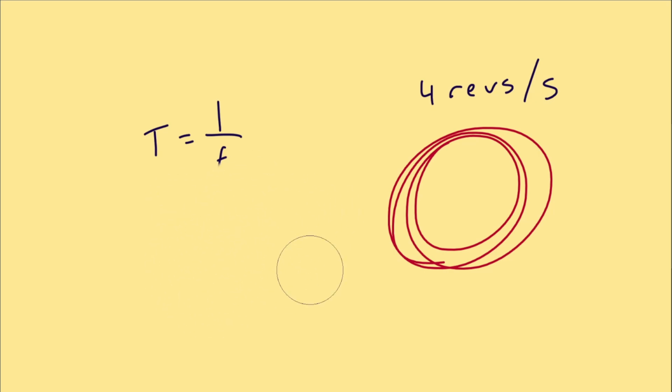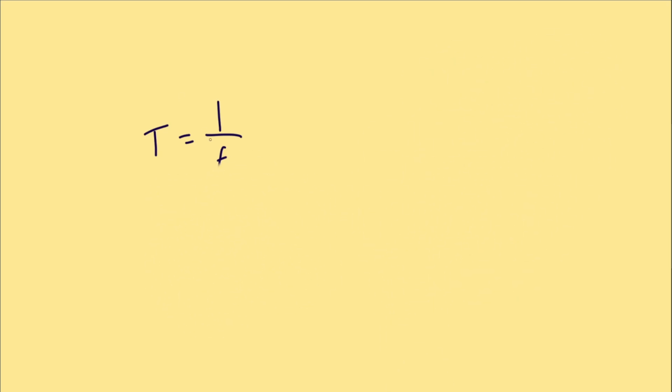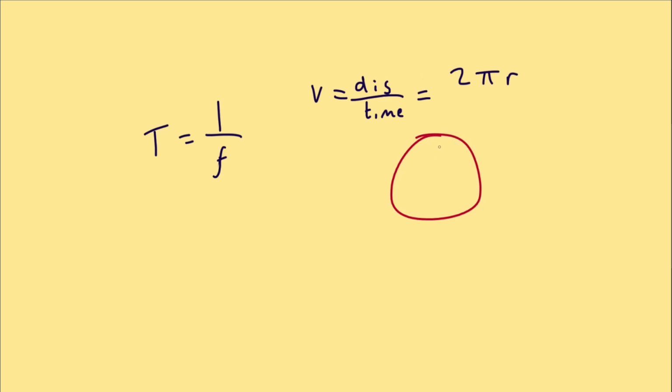The formula for velocity is this, which I'll give you here. Now, as you know, velocity is distance over time, which means that we can substitute in our values. The distance is 2 pi r, because that is the circumference of a circle. The time, as we know, is t.